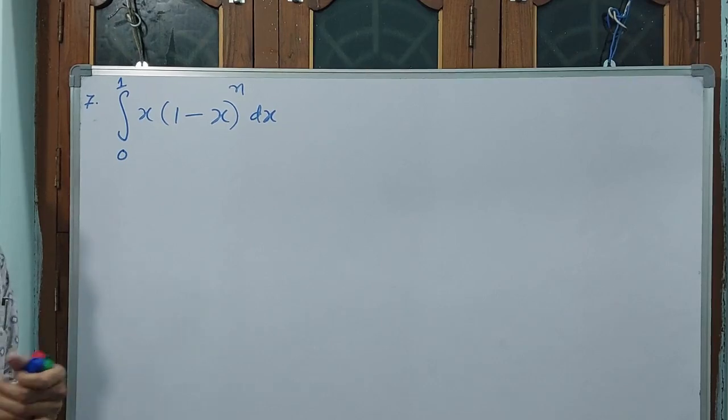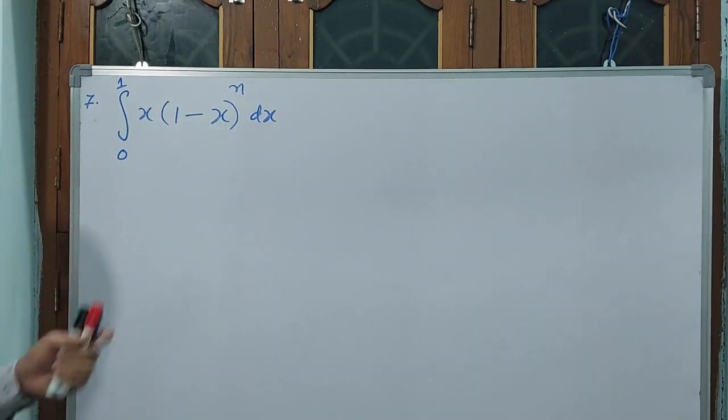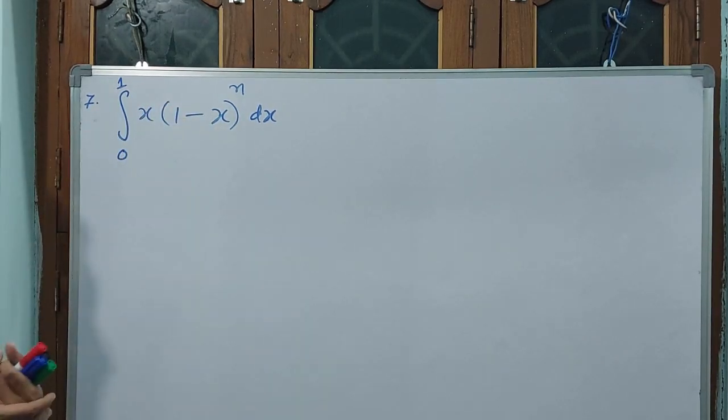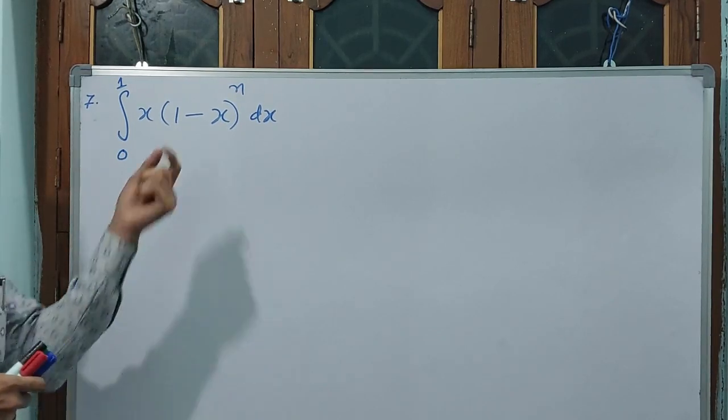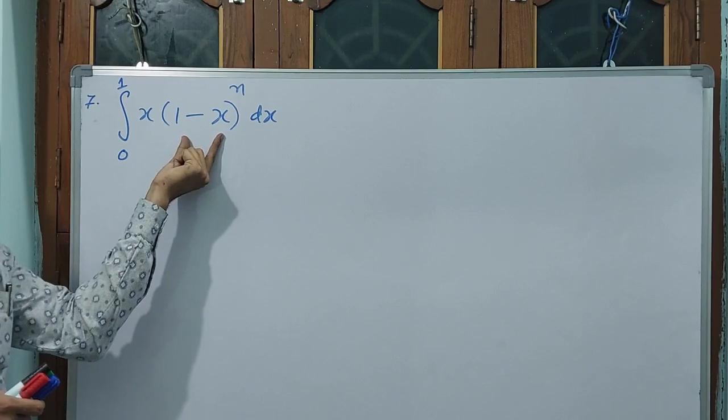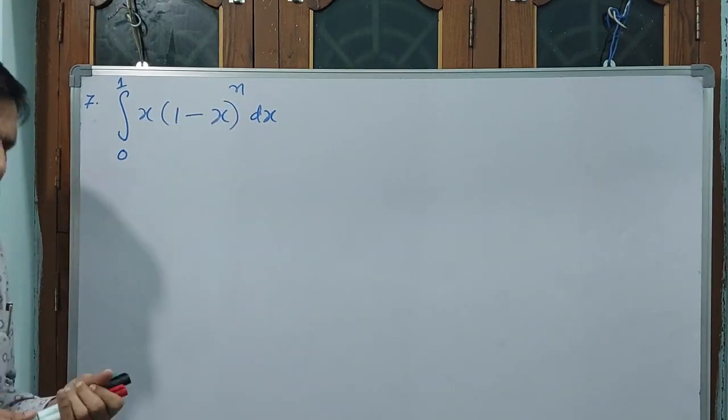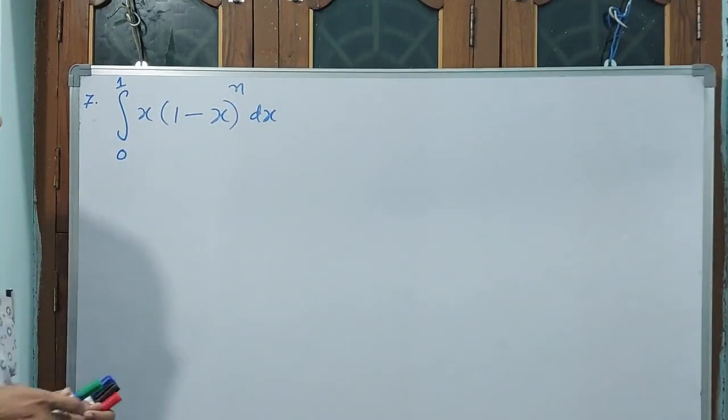I don't say it is very easy, but it is not very tough also. Let us try. Such questions come, normally what are we going to do? We are going to substitute. Here what is to be taken? By virtue of our experience, we will take 1 minus x as t. Let us try. See what I am doing.